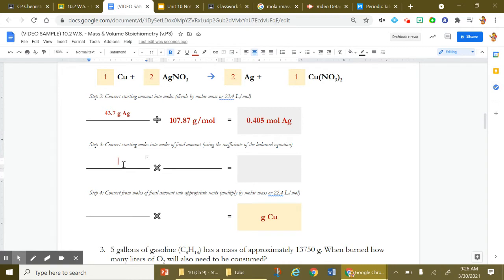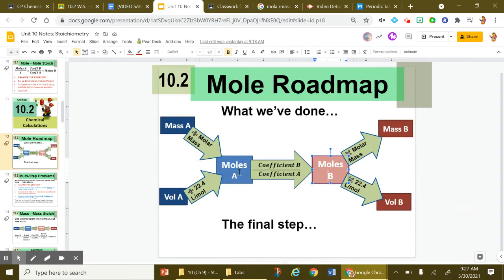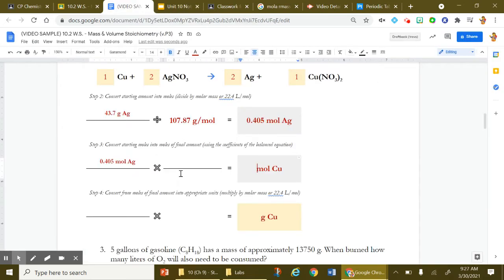Our next step is to get from moles of silver into moles of copper. But Mr. Gucci, it wants grams of copper. Again, we can't go there in one step. We got to follow the roadmap. We're getting out of moles of silver into moles of copper, all right? We got our starting mass into moles, then moles of A to moles of B, then moles of B into our final answer. You can't just jump over this, okay? There's no shortcut. There's no wormhole here, all right?